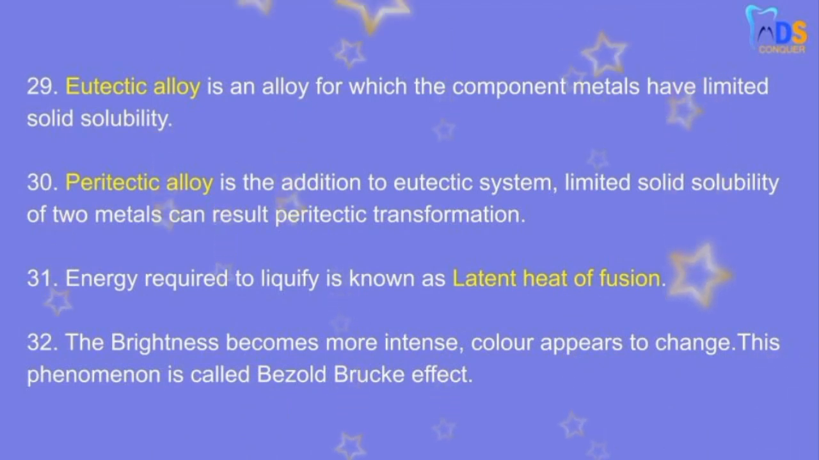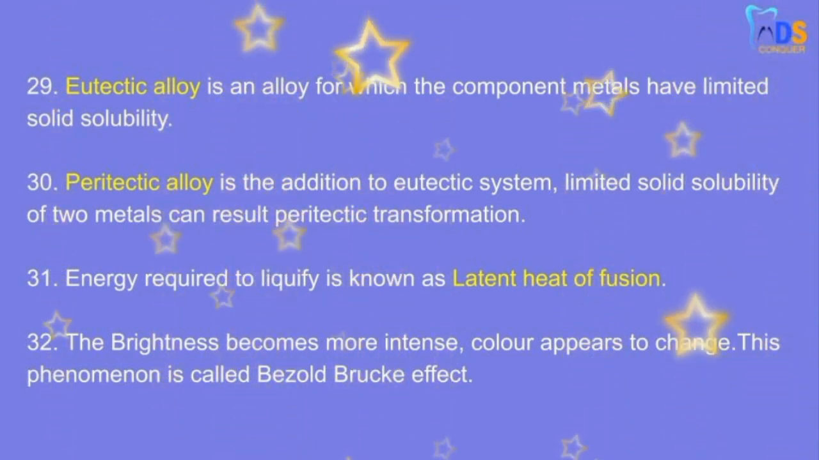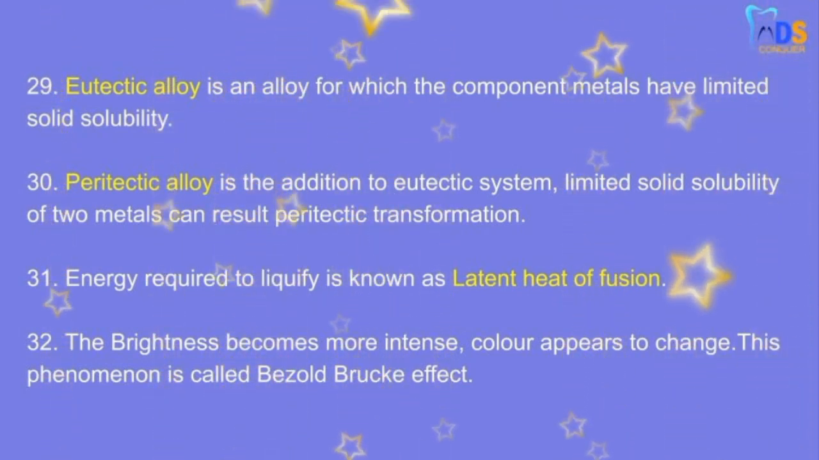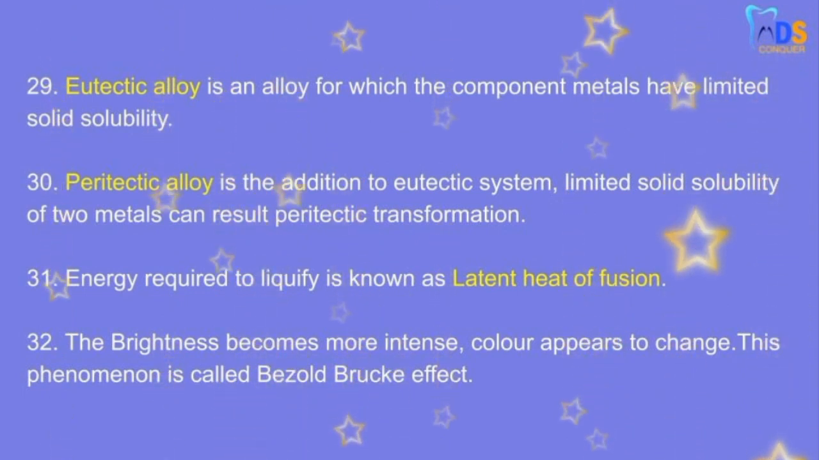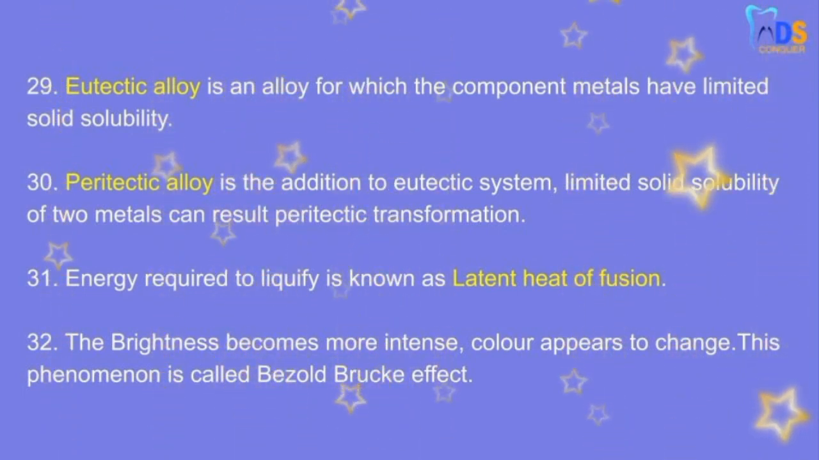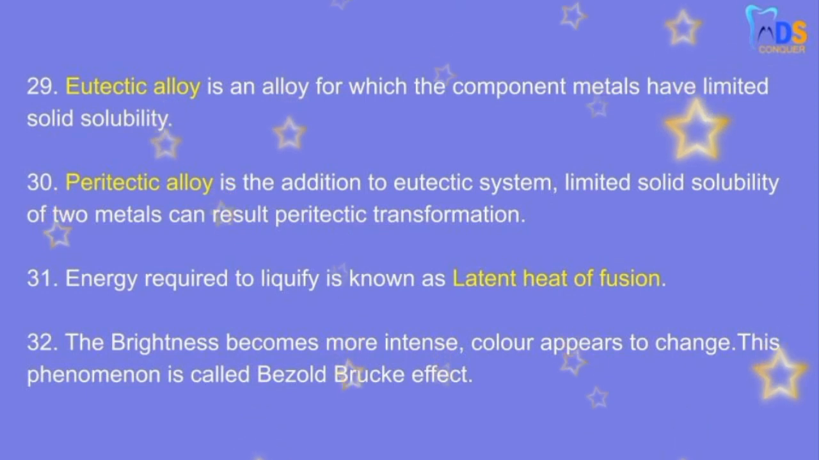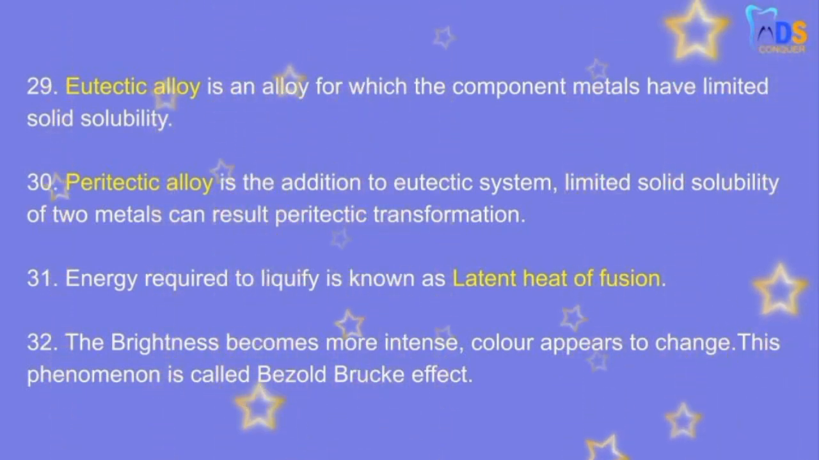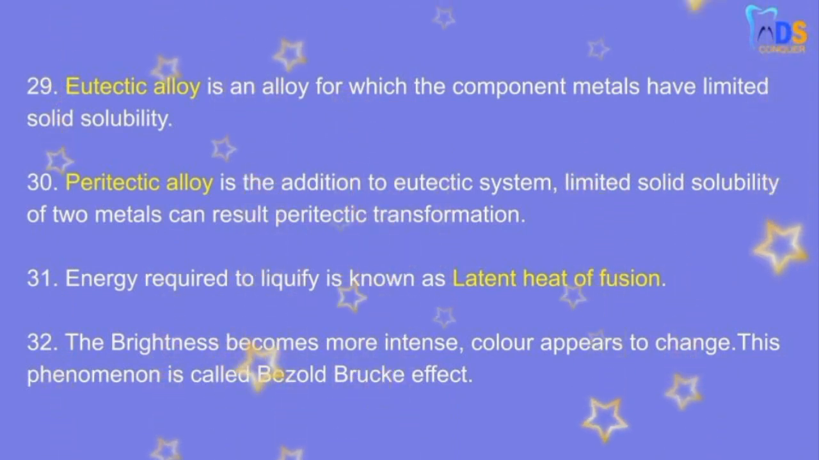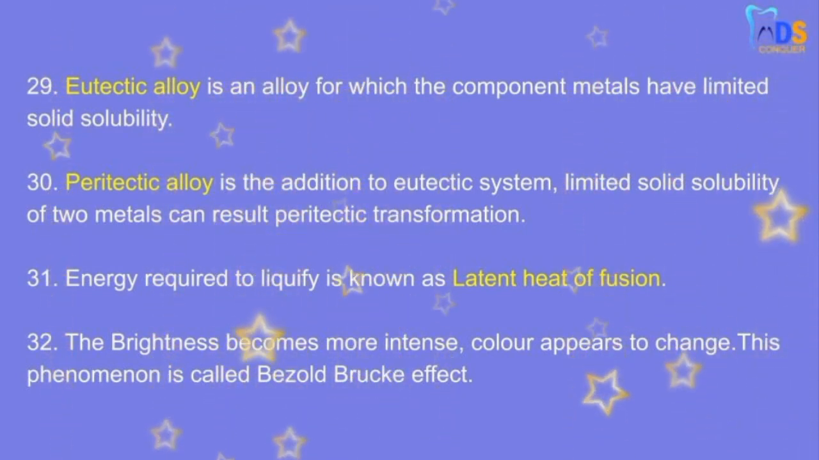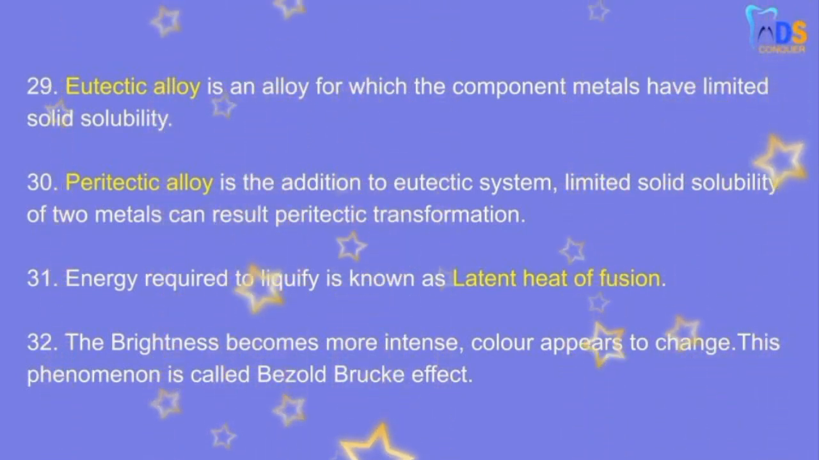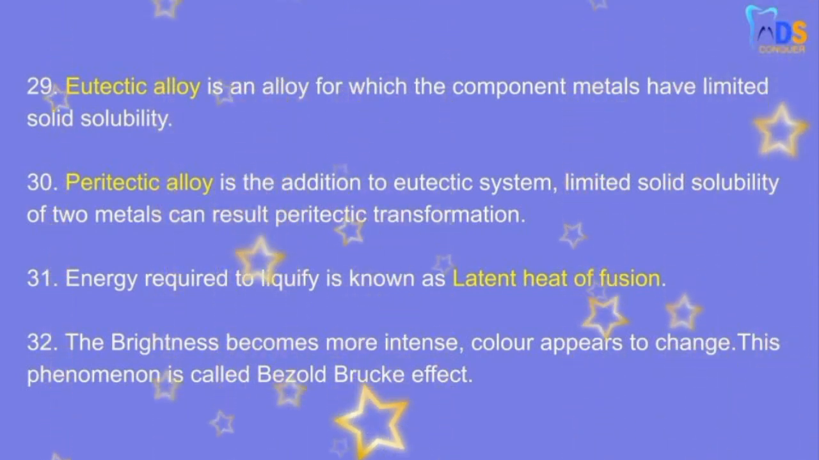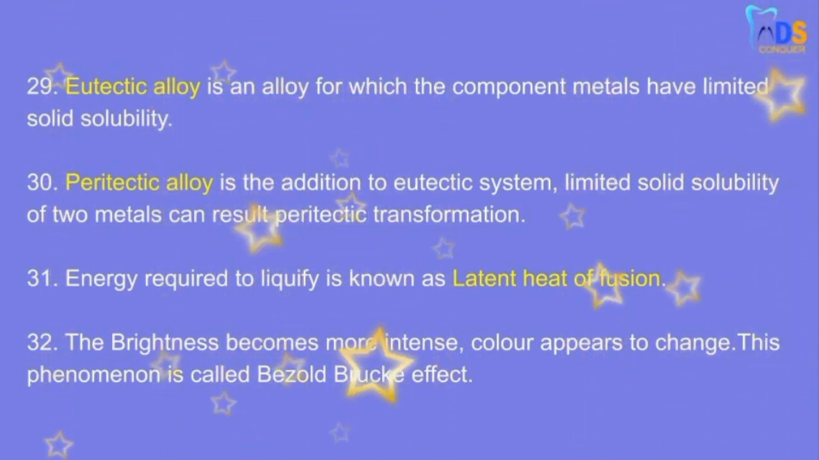Number 29. Eutectic alloy is an alloy for which the component metals have limited solid solubility. Number 30. Peritectic alloy. It is an addition to the eutectic system. Here the limited solid solubility of two metals can result in peritectic transformation. Number 31. Energy required to liquefy is known as latent heat of fusion. Number 32. When the brightness becomes more intense, color appears to change. This phenomenon is known as the Bezold-Brücke effect.